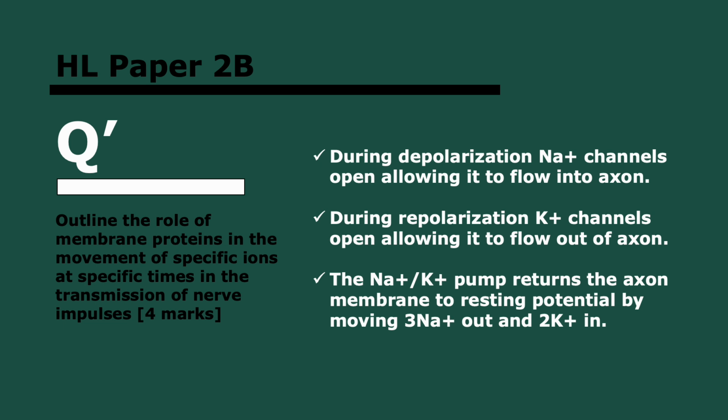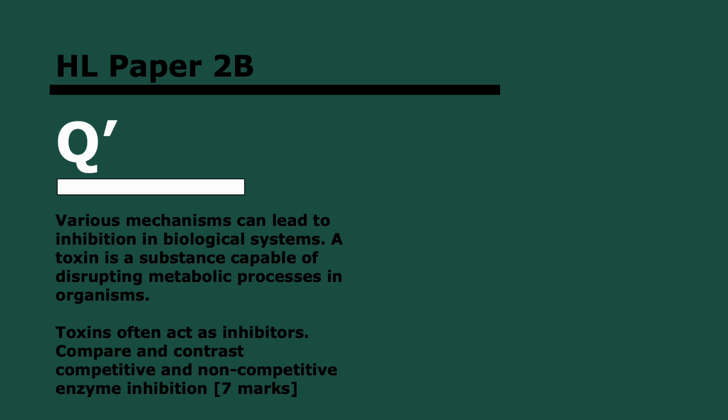I'll link to the topic in case you want to have a quick recap. Now, moving on to the penultimate question. This is a 2-part question. The first one is, toxins often act as inhibitors. Compare and contrast competitive and non-competitive enzyme inhibition for 7 marks. So again, take a good 5 to 10 minutes to outline this answer.